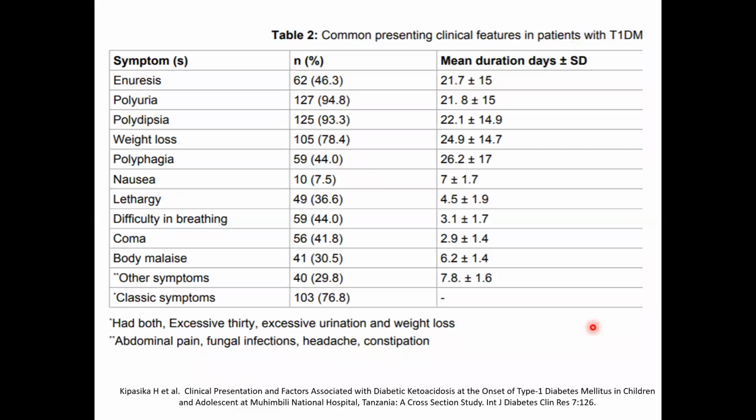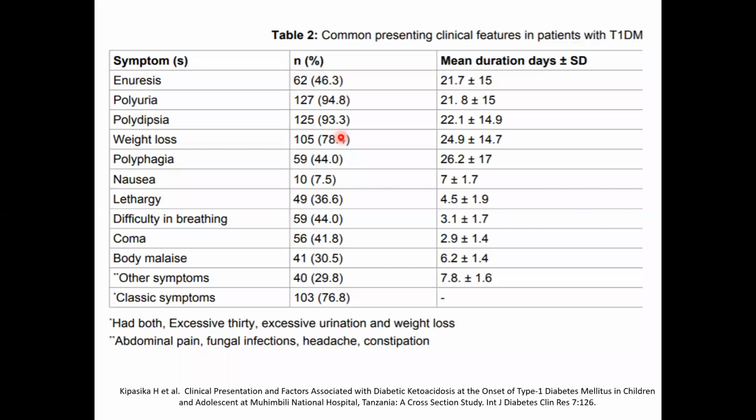This is a study which was done by Kipasika et al. in Tanzania, where they were looking at the common presenting clinical features in children with type 1 diabetes. They found that the majority of the patients presented with the classic symptoms of polyuria and polydipsia. We also had a big proportion presenting with weight loss. So weight gain is not usually a feature. They usually have polyphagia and they have weight loss.